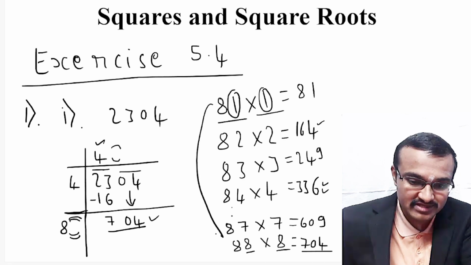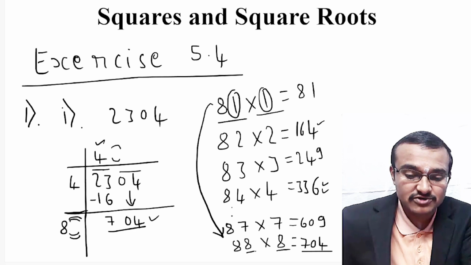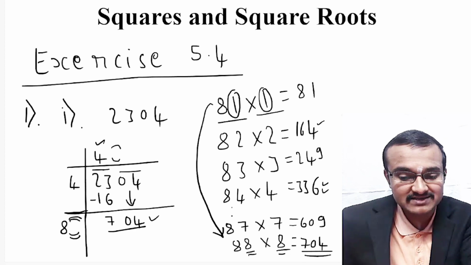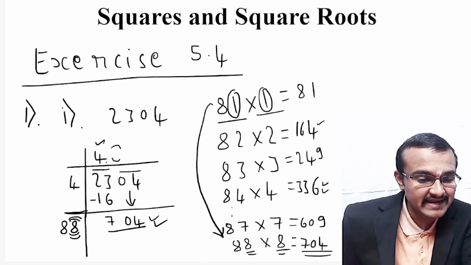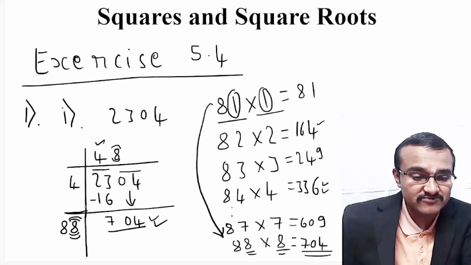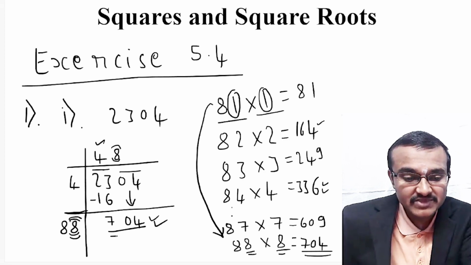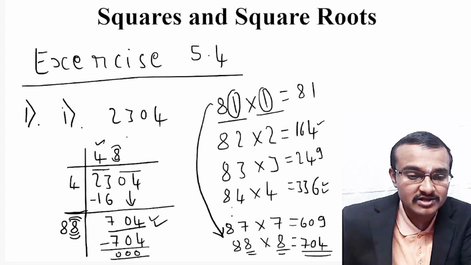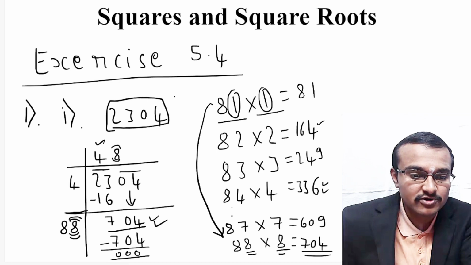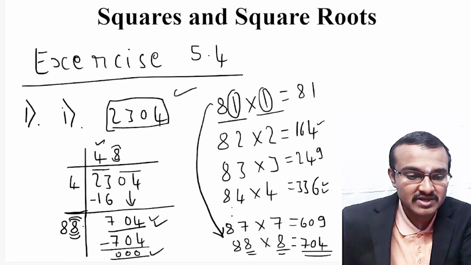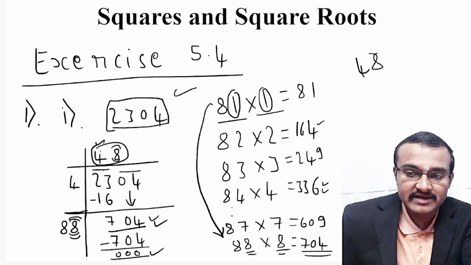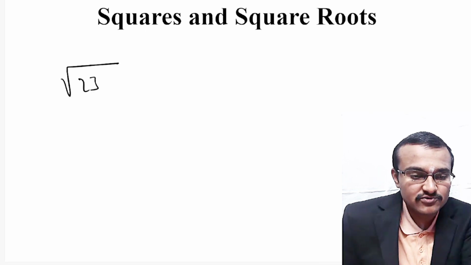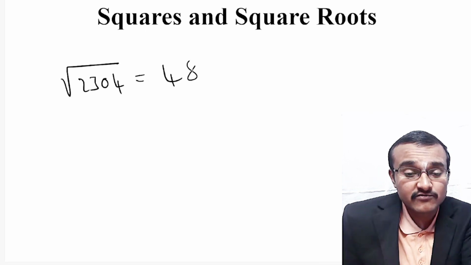So you should go on doing this multiplication, and you should find which number you should put to get this particular number, whichever you have got here. So here if you put 8, you are getting 8 in the quotient as well. So 88 into 8 will be 704. When you subtract this 704, you will get 0. That means this 2304 is a perfect square, because you are approaching 0 here. So whatever number you have got in the quotient will be the square root, that is 48. So the square root of 2304 is 48.